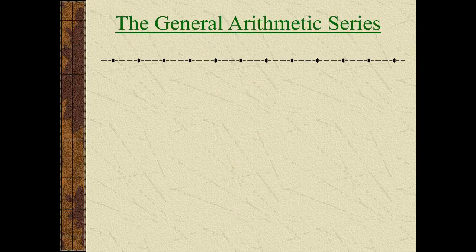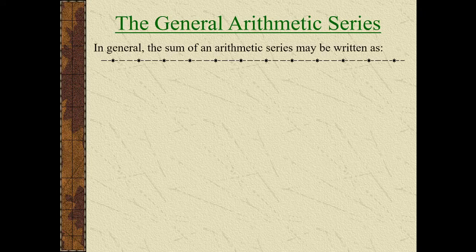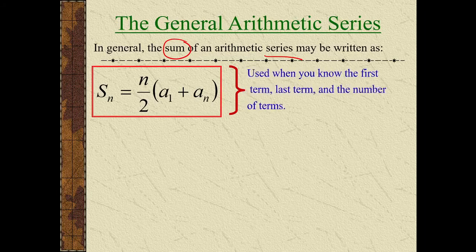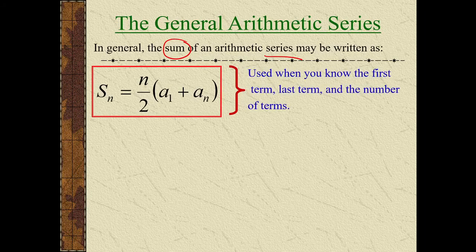This time, we will talk about arithmetic series. Arithmetic series talks about the sum, and these are the formulas. Take note, arithmetic series means the sum of the terms. Now, we have two formulas for this. Our first formula is this. We will be using this one if the first term, the last term, and the number of terms are given.